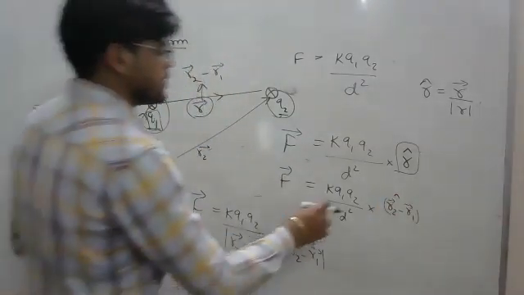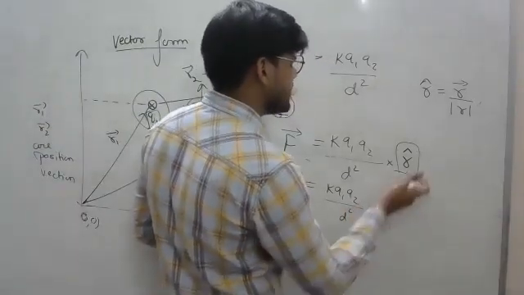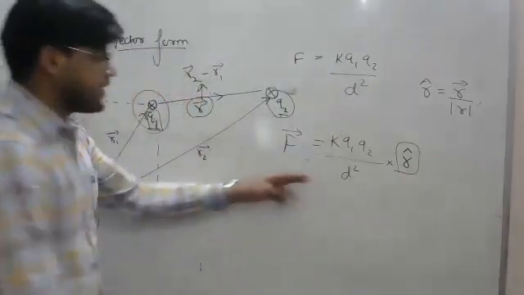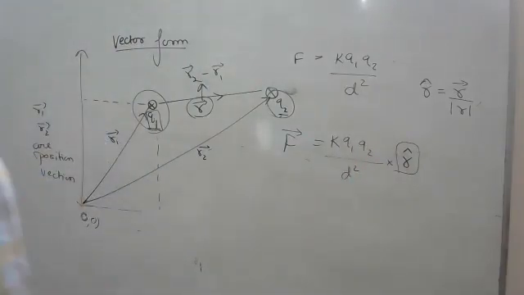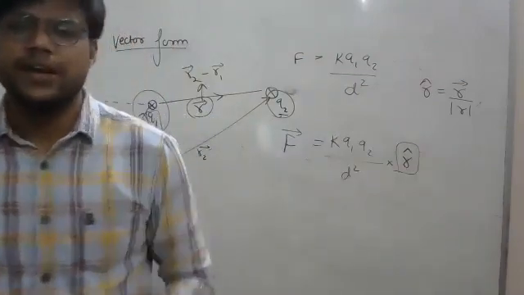R2 minus R1. I need to write in this form only, because either we can simplify it entirely or we may leave it here itself. We cannot simply write R2 minus R1 directly. First I have to write R cap into this form, only then I can write R2 minus R1.